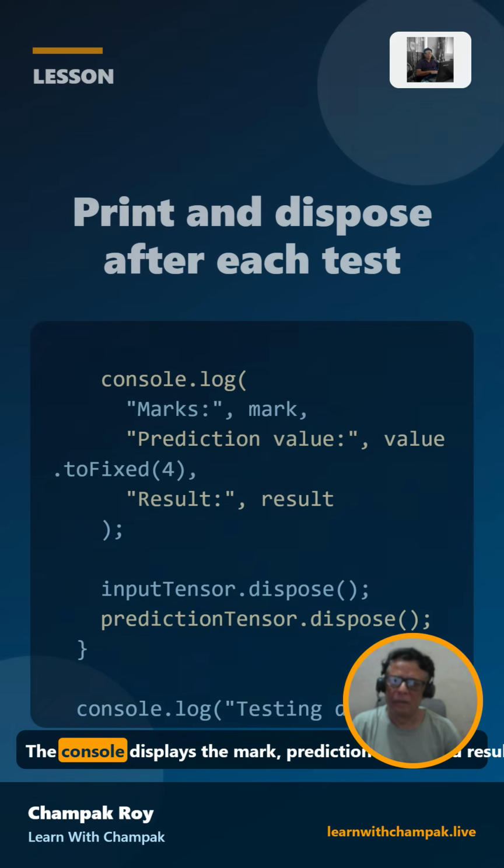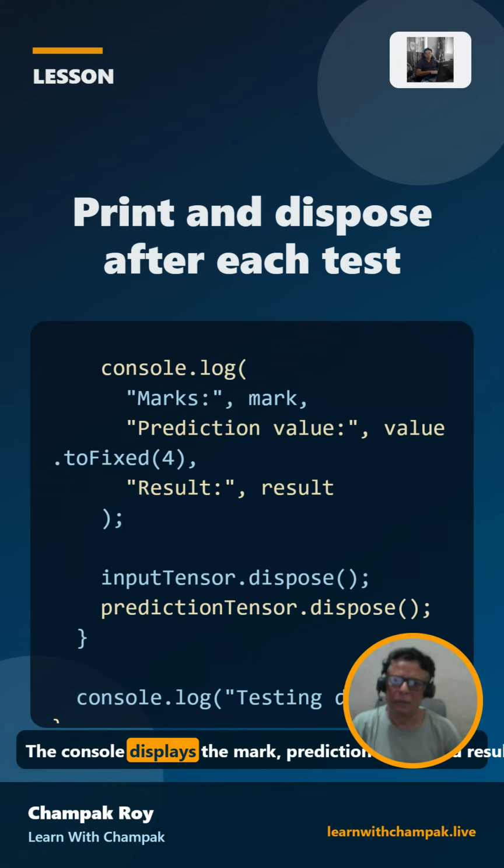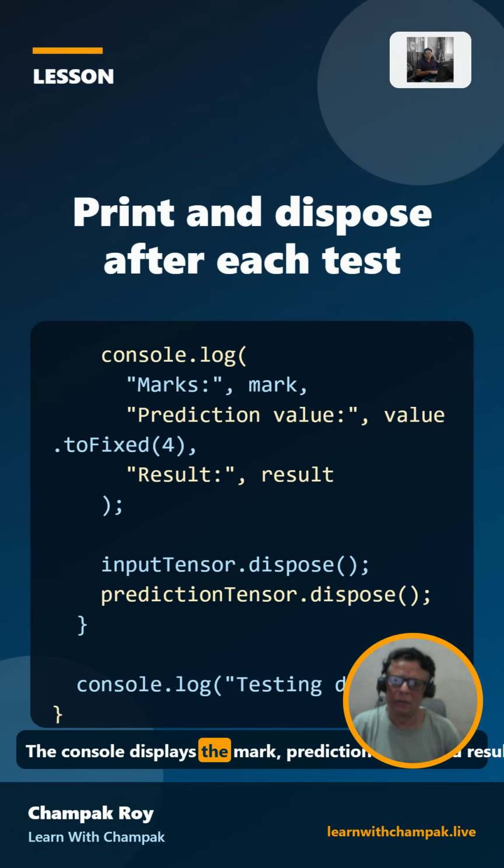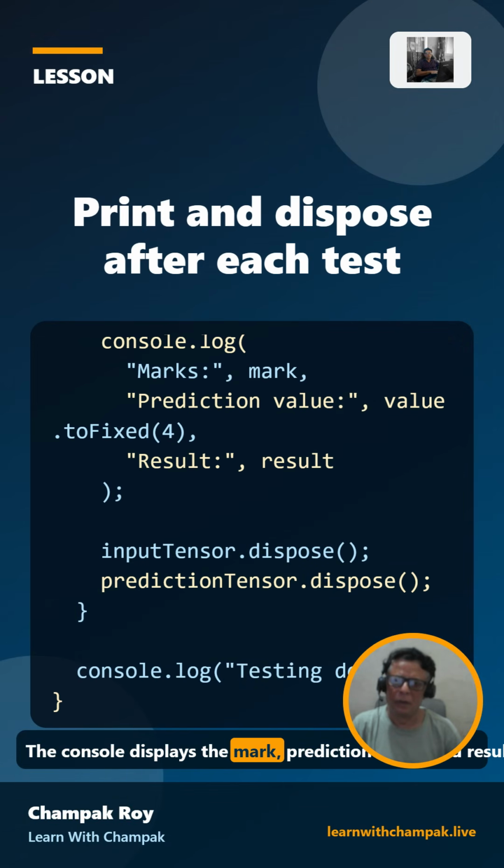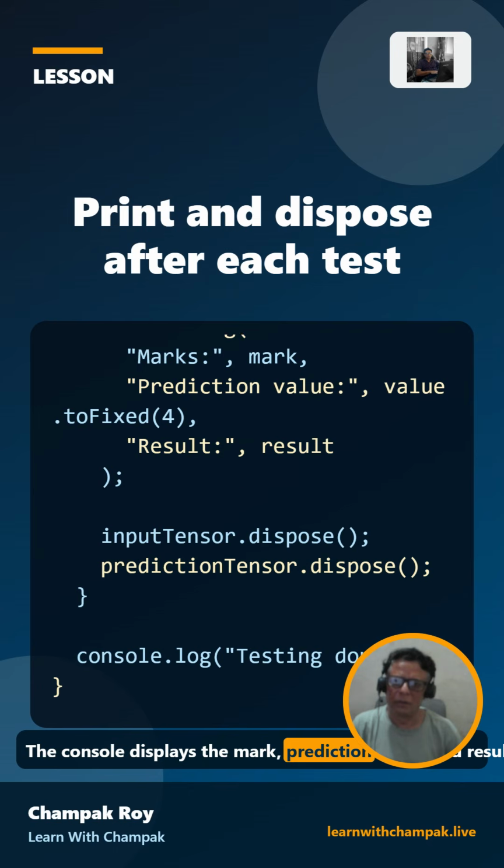The console displays the mark, prediction value, and result. Both tensors created during each iteration are disposed immediately, keeping memory use under control.